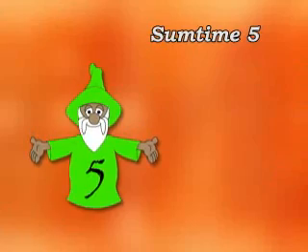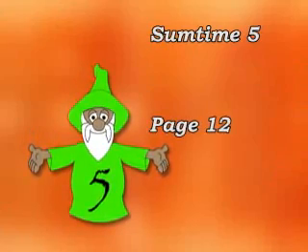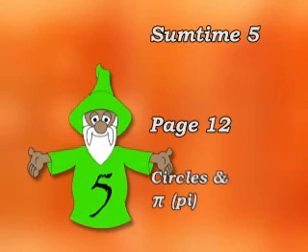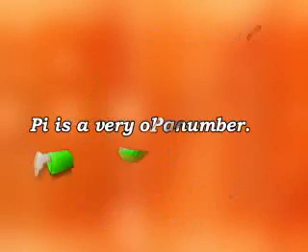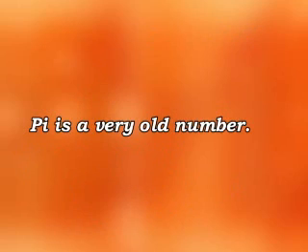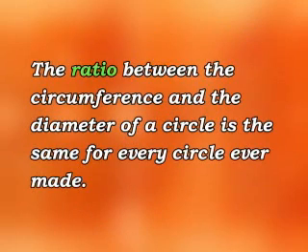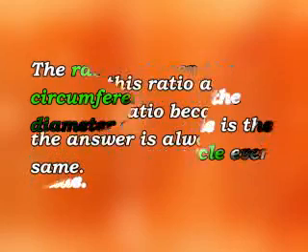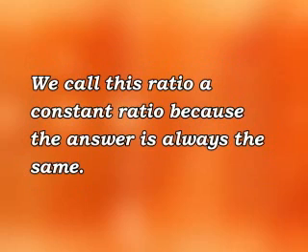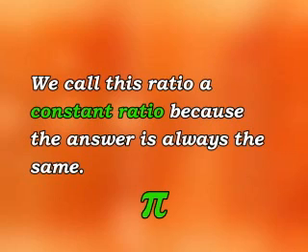Welcome to SumTime05. Today we're working with page 12 and we're going to be talking about circles and pi. Pi is a very old number. The ratio between the circumference and the diameter of a circle is the same for every circle ever made. We call this ratio a constant ratio because the answer is always the same: pi.